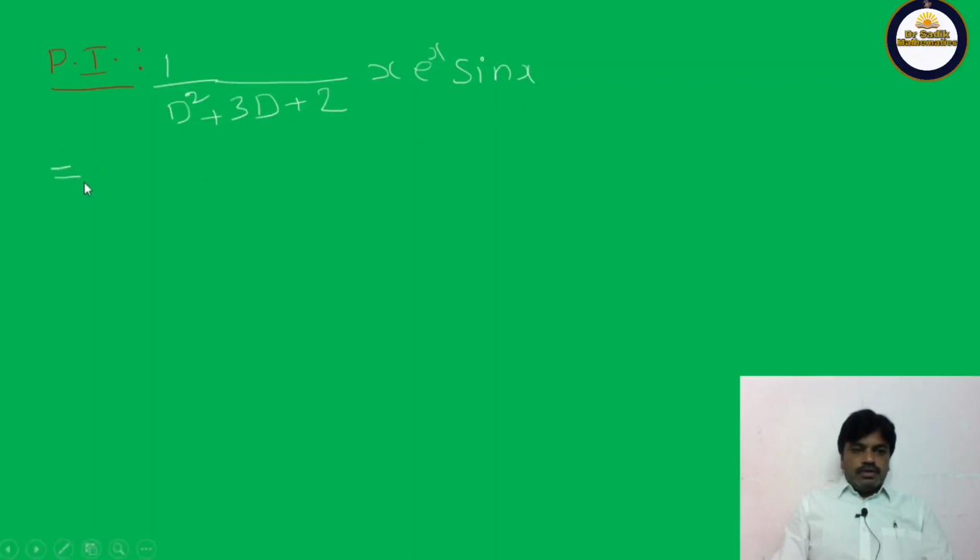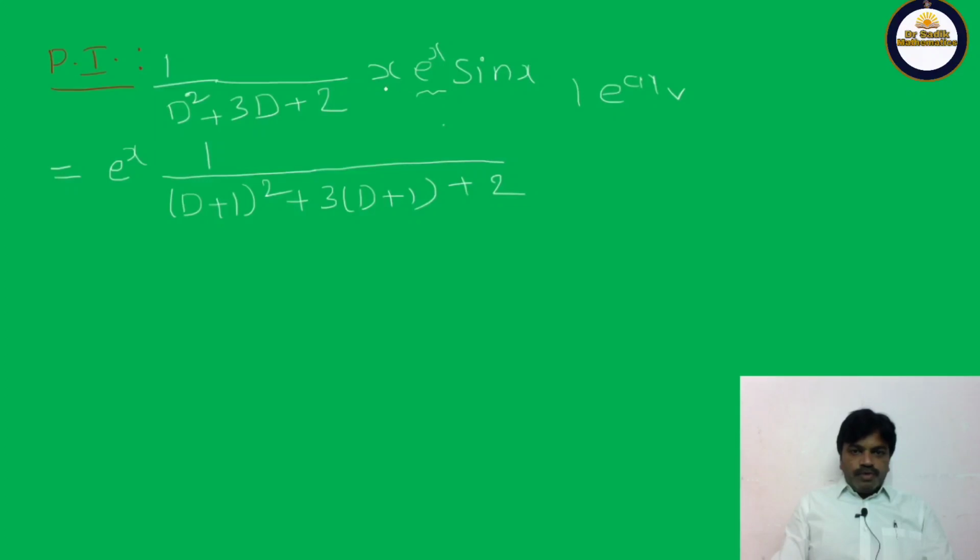Now if you observe here, we have e power x, it is like e power ax into v, friends. So apply case 4. Here you write e power ax on the left-hand side, so you get e power x times 1 by, replace D by D plus 1, since the x coefficient is 1. So (D plus 1) whole square plus 3 into (D plus 1) plus 2, and the rest of the terms are x sin x.